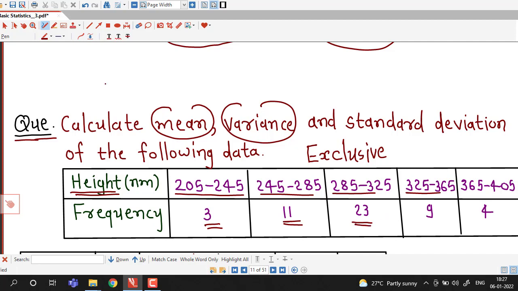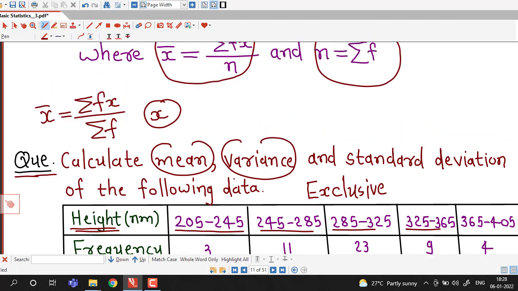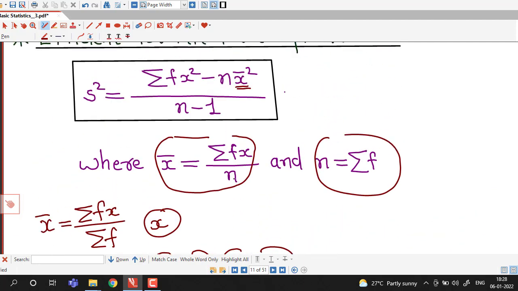Now for mean we have to find out x bar by this formula, sigma f into x divided by sigma f. Here classes are given, so this x will be the mid value of each class. And for sample variance we will require this quantity sigma f times x square. So we will take square of each x value and we will multiply that square by corresponding frequency.